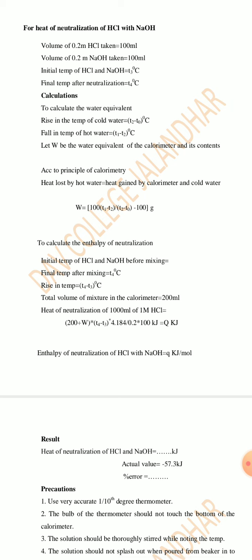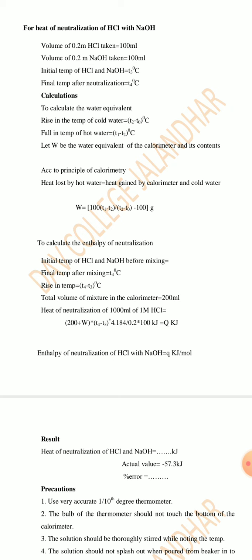Next, for the heat of neutralization of HCl with NaOH: the volume of 0.2 molar HCl taken is 100 ml, and the volume of 0.2 molar NaOH taken is 100 ml. The initial temperature of HCl and NaOH is T3 degrees Celsius and the final temperature after neutralization is T4 degrees Celsius.